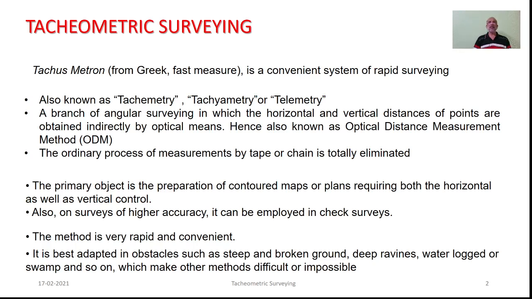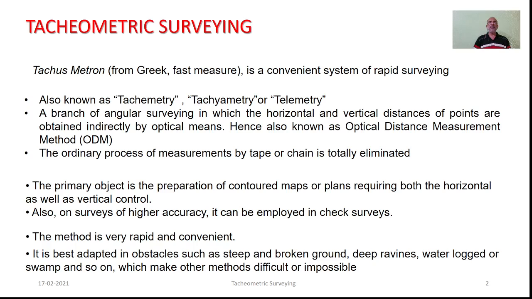It is a branch of angular surveying in which the horizontal and vertical distances of various stations are obtained indirectly by making use of optical means. Hence, this method is under the category of optical distance measurement, abbreviated as ODM, as it involves the determination of the horizontal and vertical distances by making use of optical means. The ordinary process of measurements by tape as well as chain is thus totally eliminated.